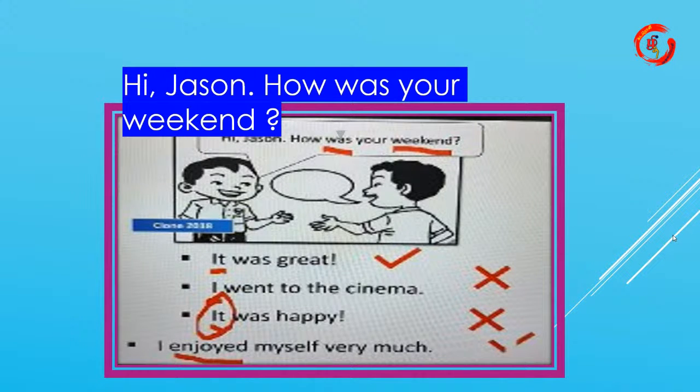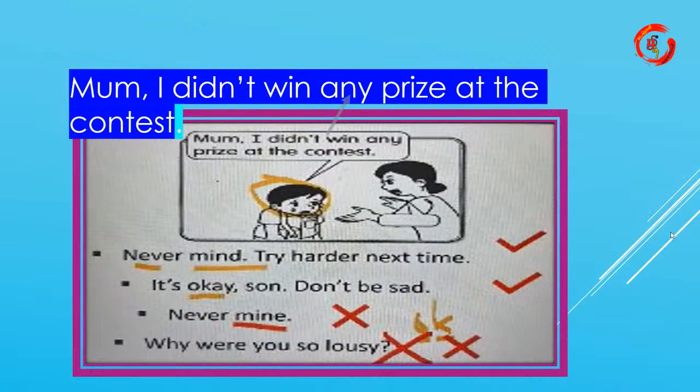Okay, the next one. Mom, I didn't win any prize at the contest. Look at the situation. The boy is crying. Can you see the boy crying? So what will the mother say? Never mind. Try harder next time. That's correct.